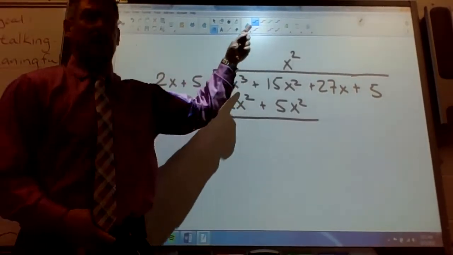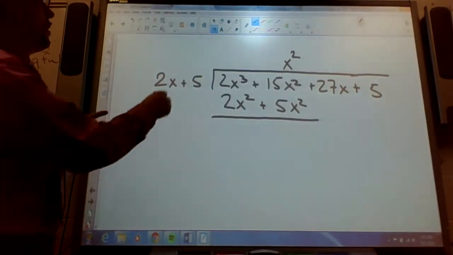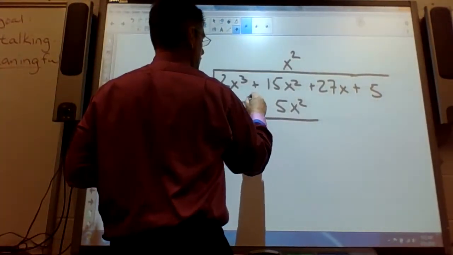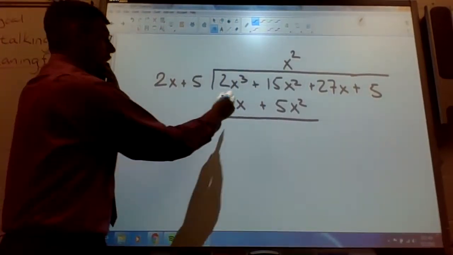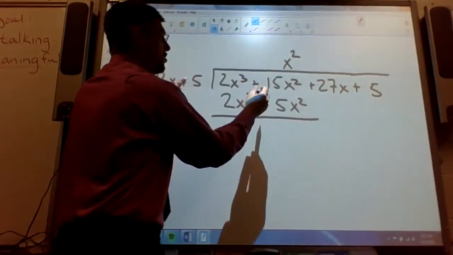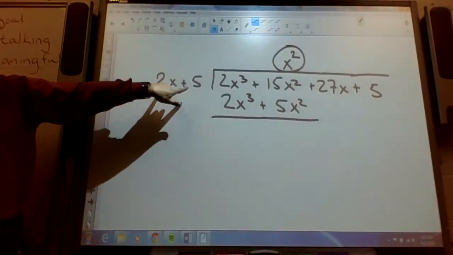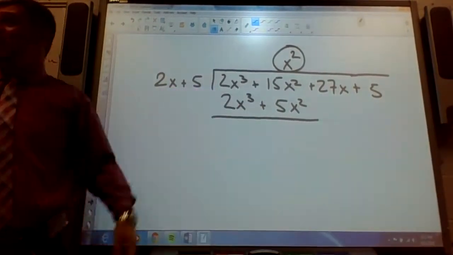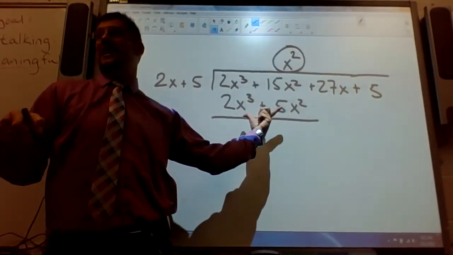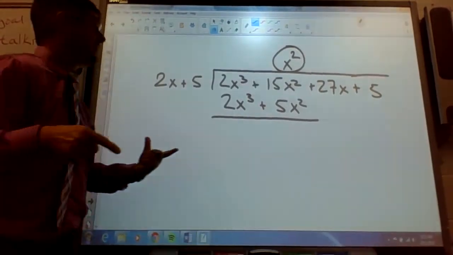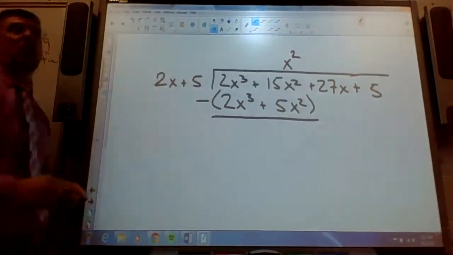Now I multiply the x squared times this. So I took this guy right here and multiplied it through this term, just like we do in long division, to get this thing. And then what do I do with this thing? I subtract it. But I'm subtracting the whole thing.